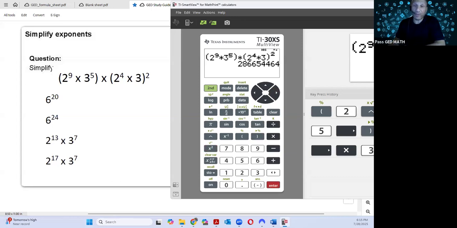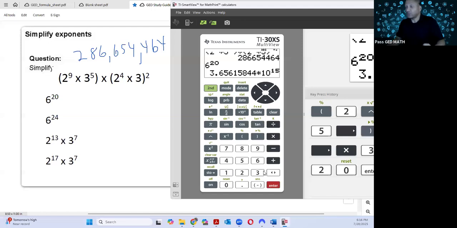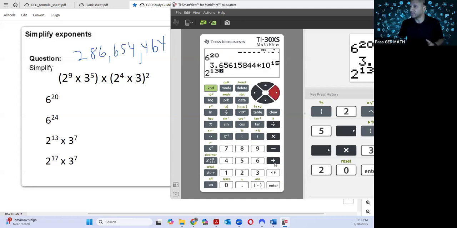He said, Mr. Tinsley, I wrote my answer down. And then I went to each of the multiple choices and found the result of each. Once I got the same answer, I knew I was right. I tried 6 to the 20th and didn't get the same answer. If 6 to the 20th is too big, I knew it wasn't 6 to the 24th either. Then I did 2 to the 13th times 3 to the 7th, and I didn't get the same answer.